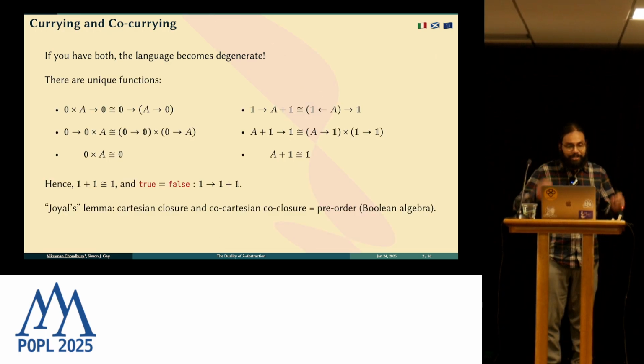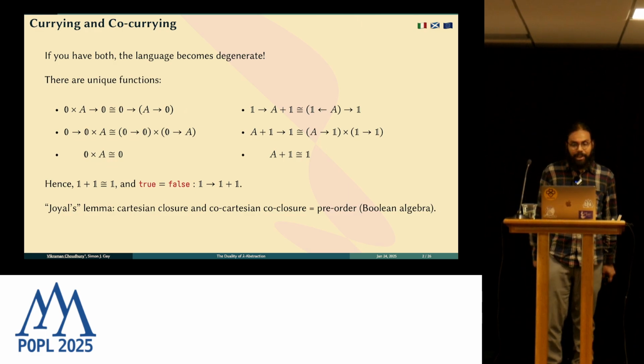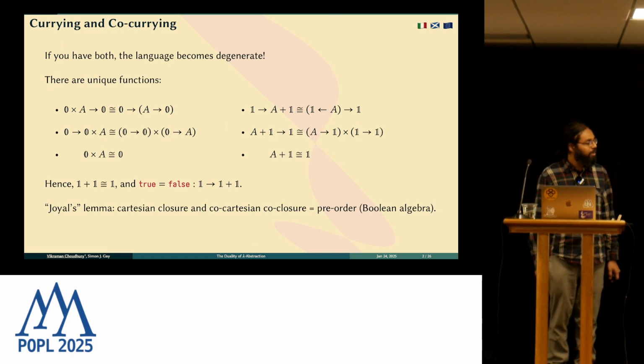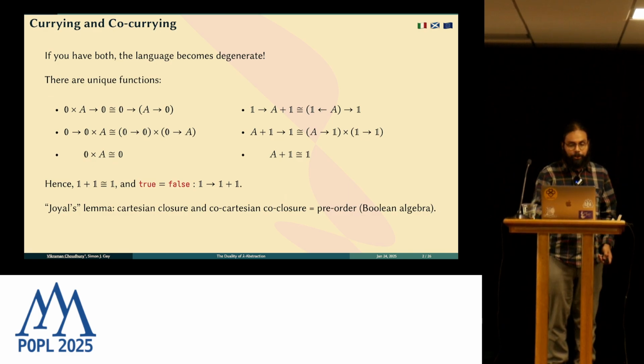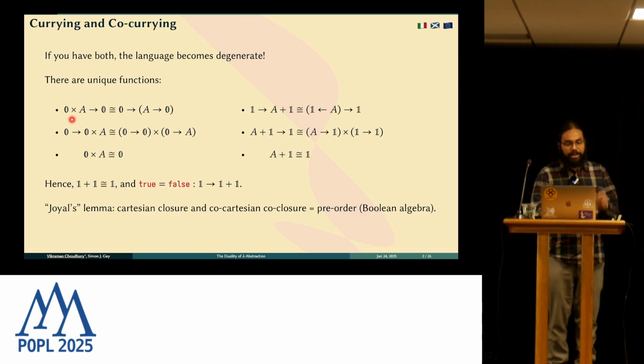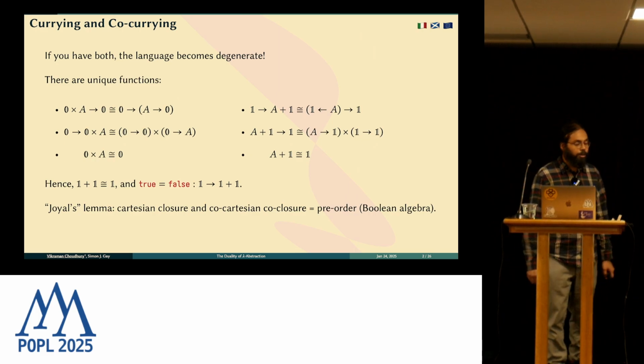So let me give you a simple argument or a sketch of the argument about how this works. So if you have the empty type, the product type, the function, and the co-function, you have one unique way of going from 0 times a to 0, okay, by currying. And if you want to go the other way, there is one unique way of going from 0 to 0 times a, because going into a product means going into both sides of the product. And from this, you can show that 0 times a is isomorphic to 0.